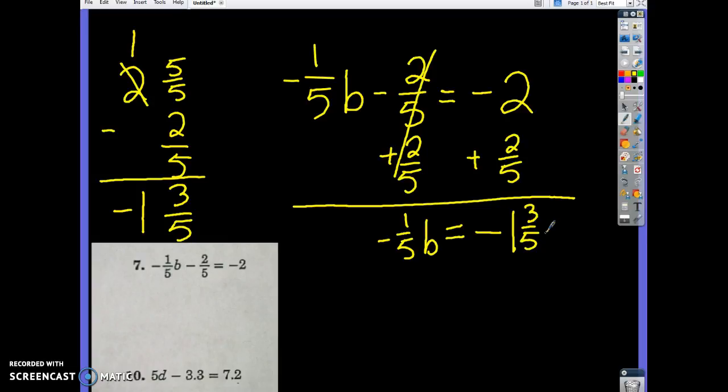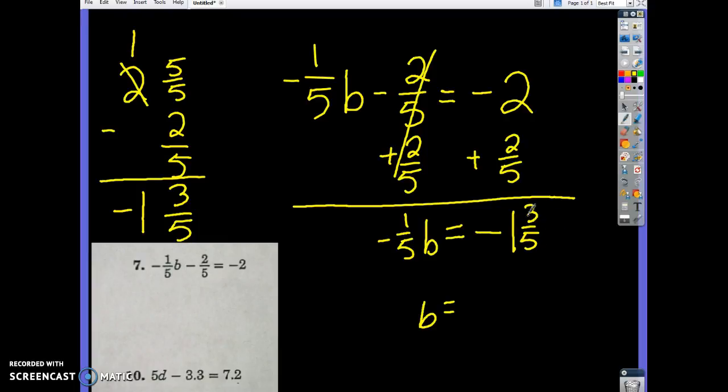At this point, my variable is still being multiplied by negative 1/5, so I have to divide by negative 1/5. On this side, if I take a number, multiply it by negative 1/5, and then divide by negative 1/5, they'll cancel each other out, leaving that variable by itself. The operation that I really have to work on is over here because, again, I have to maintain my equality. Dividing by negative 1/5 over here means that I must also divide by negative 1/5 over here.